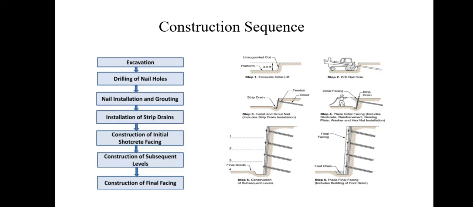So here is the construction sequence of soil nailing. It includes excavation, drilling of the nail hole, and in the further step, installation of the grouted nail takes place. The fourth step is placing of initial facing, which includes shotcrete, reinforcement, bearing plate, washer, and hex nut installation. Moving to the next step, it includes construction of the subsequent level, and finally the final facing, which includes building of the foot drain.